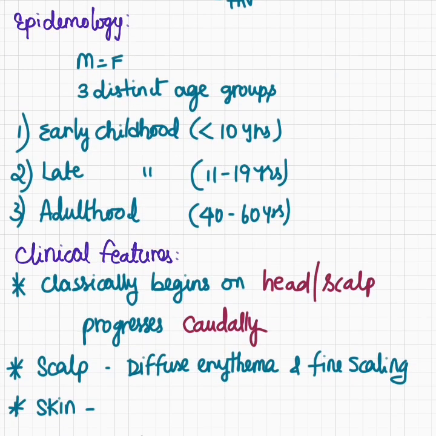Coming to epidemiology, both males and females are equally affected, and three distinct age groups have been recognized. So first is in the early childhood, that is less than 10 years of age, then the late childhood, that is 11 to 19 years of age, and in adulthood 40 to 60 years of age. So three distributions of age groups of PRP have been identified.